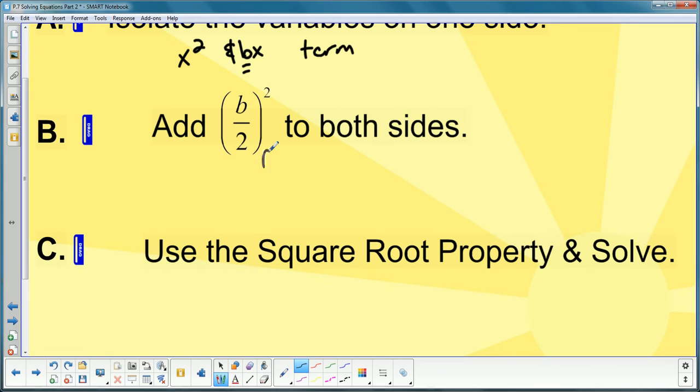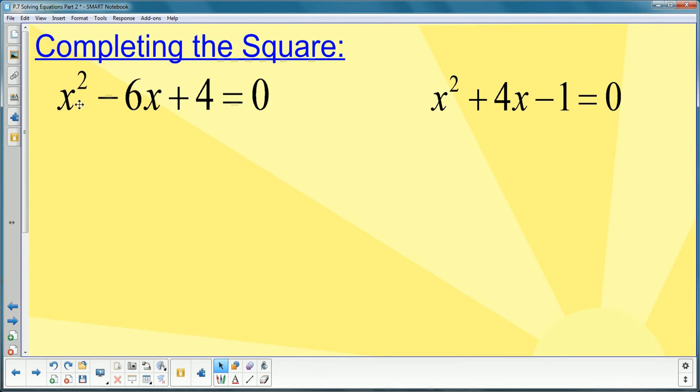So after we do this, you can factor one side. Okay, the whole point of doing this is to create something that we can square root. So looking at an example of that, x squared minus 6x plus 4, I want to start by getting my x squared minus 6x alone. So I subtract 4 from both sides, and I'm going to leave a space right here. So I'm going to have negative 4 over here.